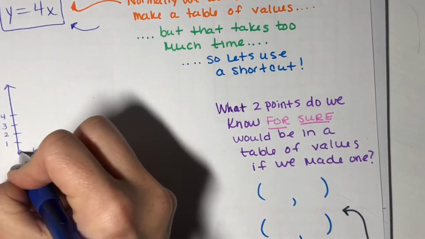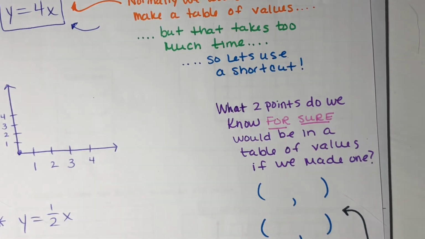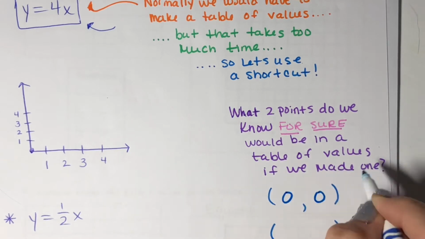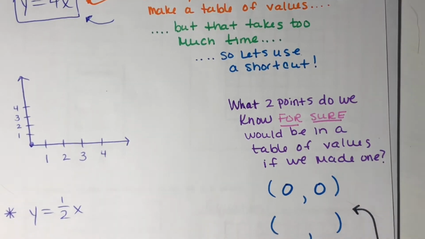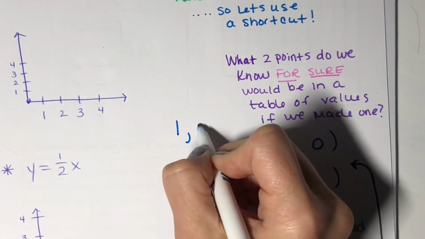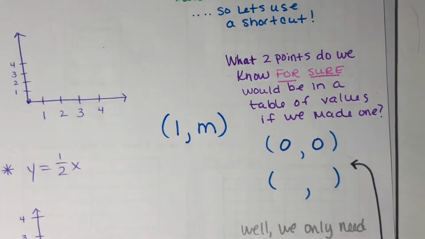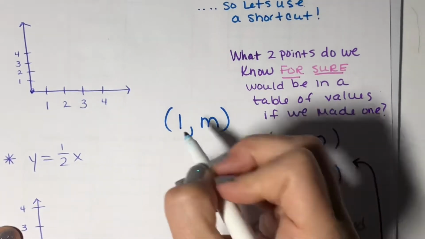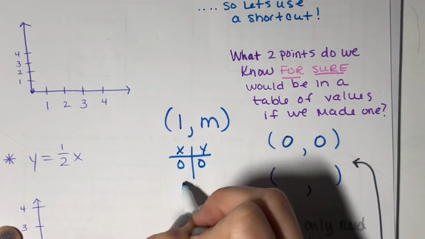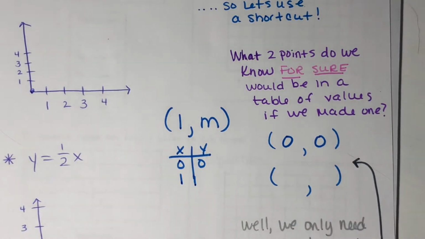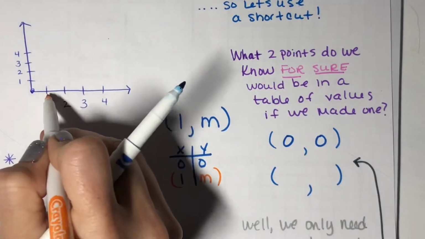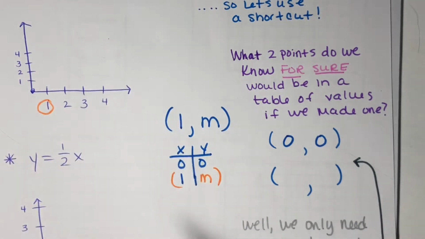So what 2 points do we know for sure are in a table of values? Well, the definition of proportional relationship is 0, 0, right? It has to be 0, 0. So I know 0, 0 is a proportional relationship. And you guys, I told you, we're going to talk about this. 1, M. M is your slope. We talked about how if in your table of values, if you have X, Y, and you have 0, 0, the 1 that was with your M, that was your unit rate. Remember, we talked about following it up here and following it over.